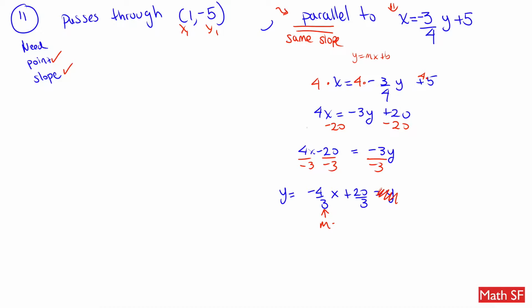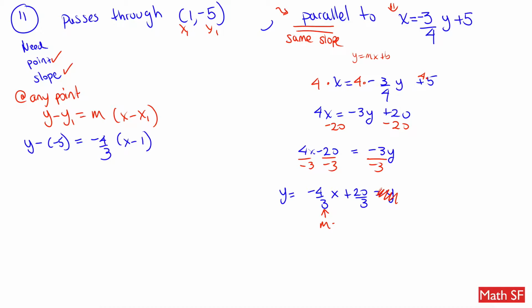If I have the slope and I also have the point, then I can use this. At any point, I get to use y minus y1 equals m times (x minus x1). So let's find the equation of that line. y minus negative 5 equals m, which is negative 4/3, times (x minus 1). Let's clear the parentheses. y plus 5 equals negative 4/3 x plus 4/3.